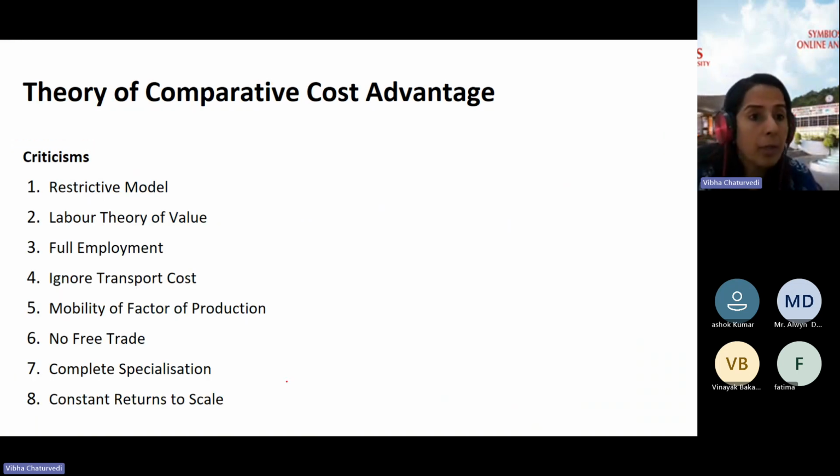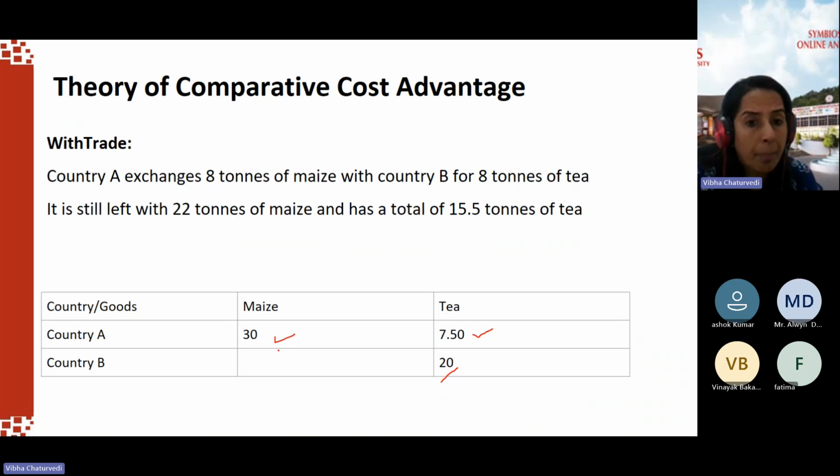So with trade, country A now has 22 tons of maize, a total of 7.5 that it is producing internally and 8 tons it is taking from country B. Now country B has 8 tons of maize with it, which it has taken from country A, and will have 11.5 tons of tea. 12 tons of tea left here because it has given away 8 tons.